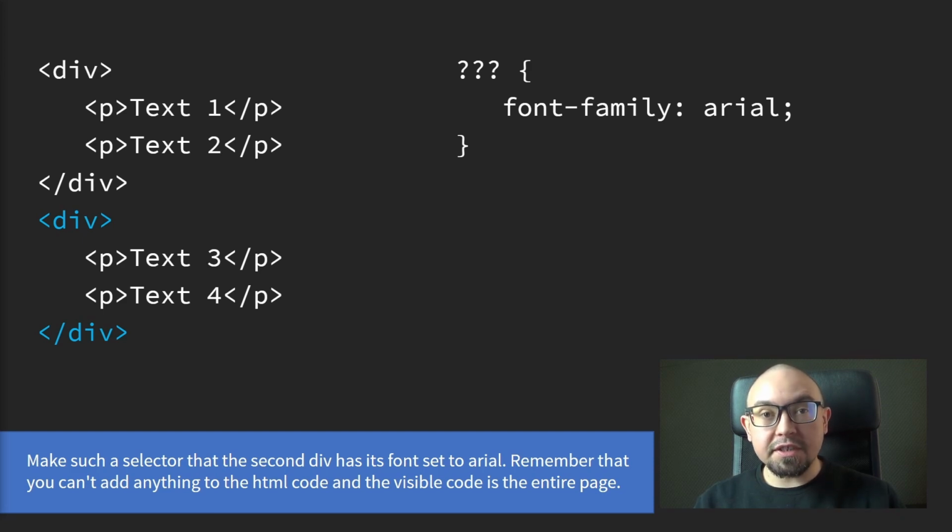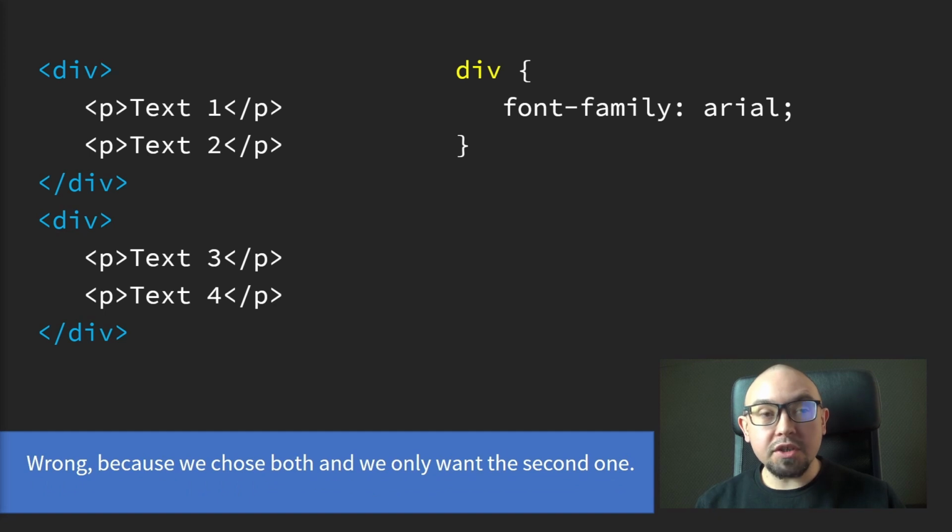This is our first task. Make such a selector that the second div has its font set to Arial. Remember that you can't add anything to the HTML code, and the visible code is the entire page. The first thing we could think of is to use the div selector. However, this does not solve our problem because such a selector applies to both div tags. The CSS selector is applied to all matching elements, and we only want to style the second div tag.